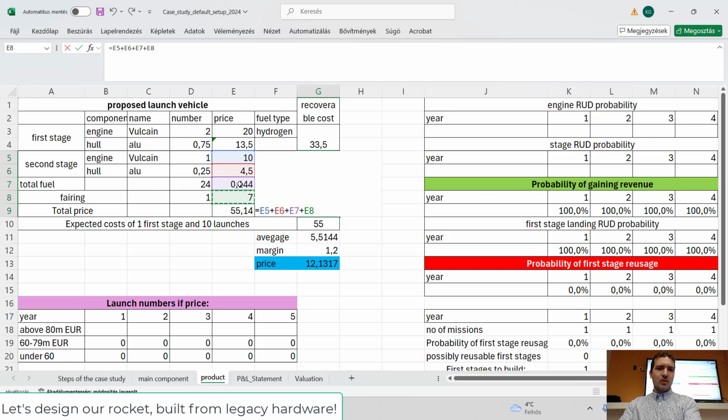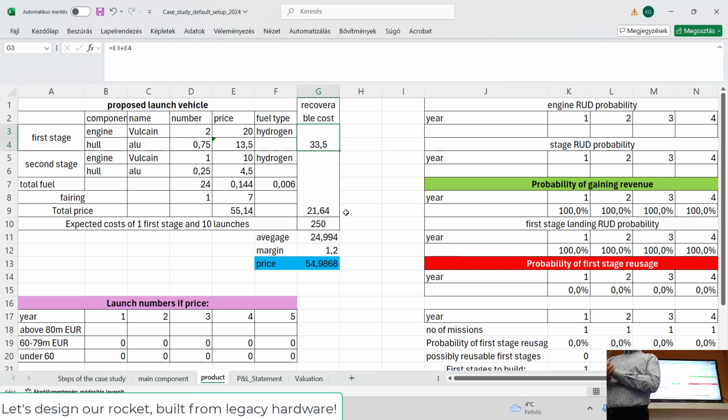And also the fuel, it would be really hard to recover it, and also the fairing, which will be dropped in the atmosphere and burns up. So what we can see here is that altogether we have to manufacture and also fuel. So all the stuff together is 55 million euros for each launch.